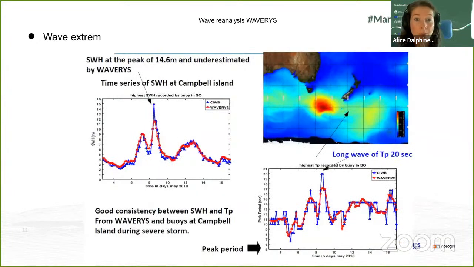And we also check the capacity of the model to represent wave extremes. Here it's a comparison in the Arctic and in Australia between an in situ observation and the reanalysis. The capacity to represent wave extremes is interesting to compute return values, for instance.